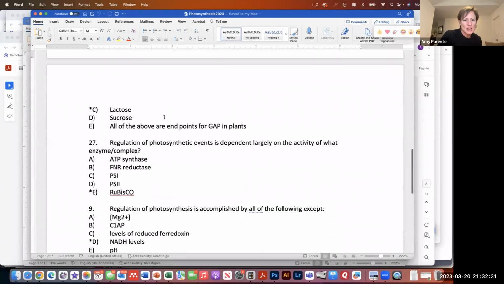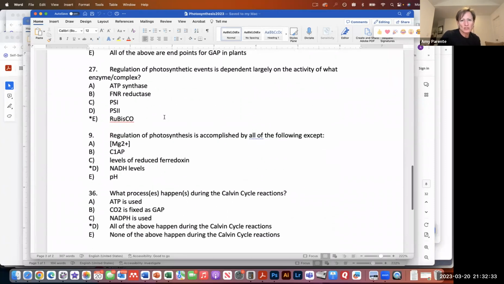All right, we went through this GAP one. Here are the last 3 questions. Anybody need me to go through or explain any one of those? Everybody good?